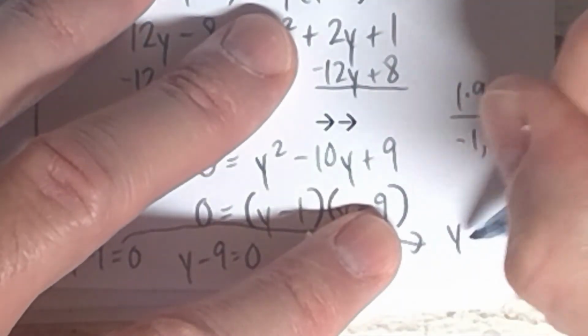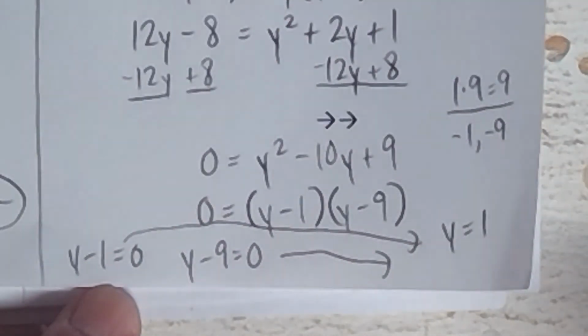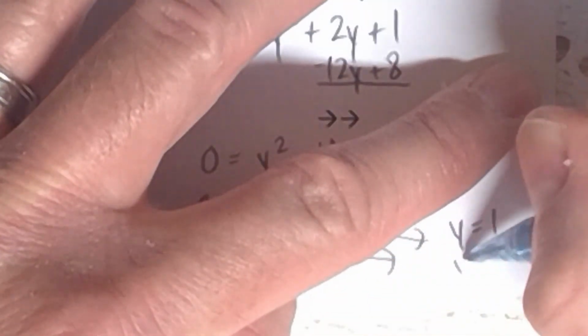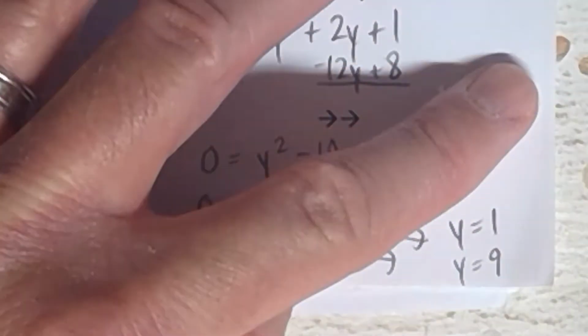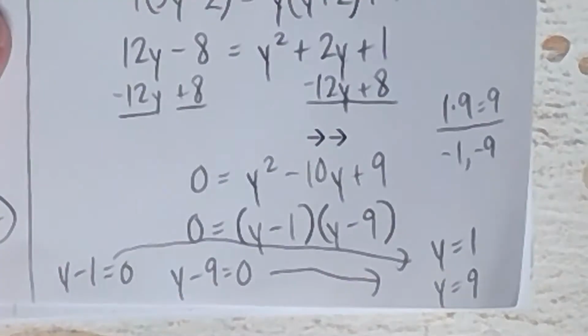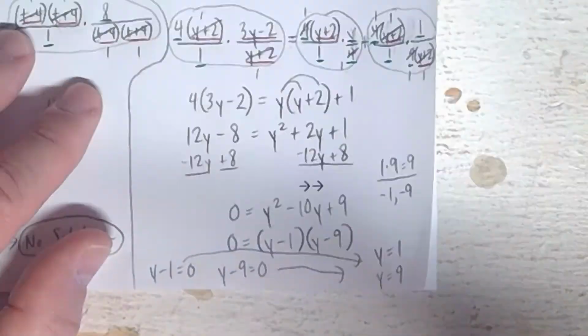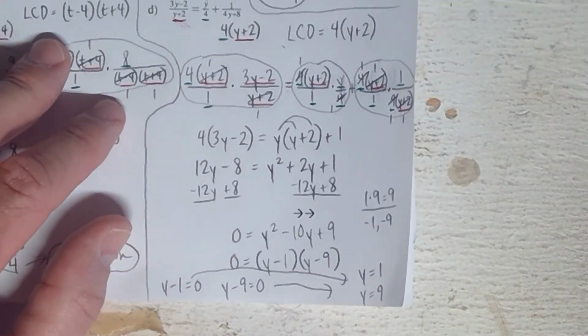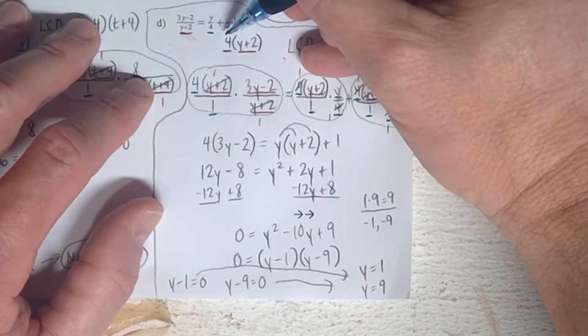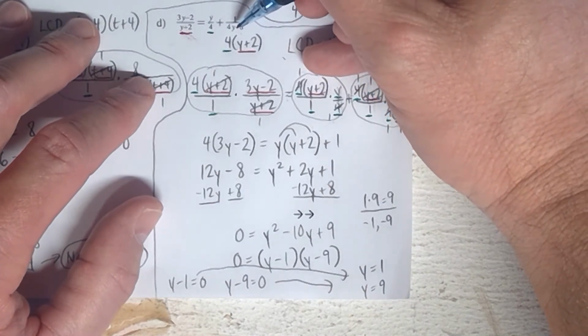I get y is equal to 1 if I move the 1 over to the other side, and I get y equal to 9 if I move the 9 over to the other side. Don't circle it yet, though. Remember, after you get the variable by itself, what do we do again? We go back into the original equation, and we check to make sure that those two answers do not make any of these denominators 0.